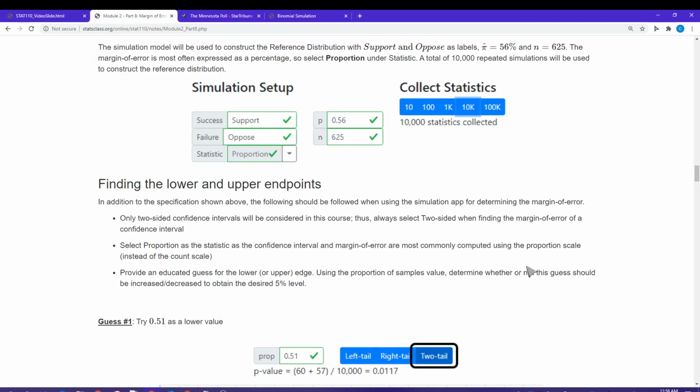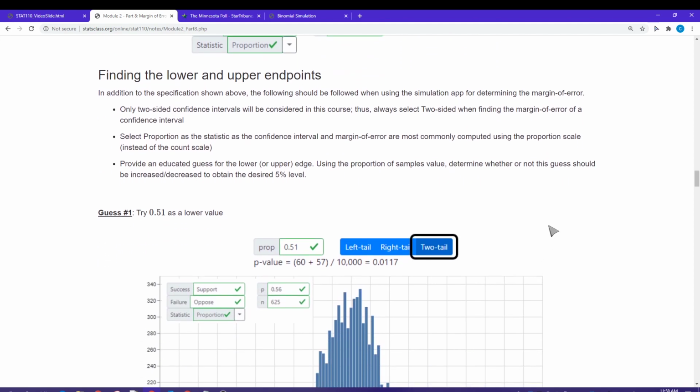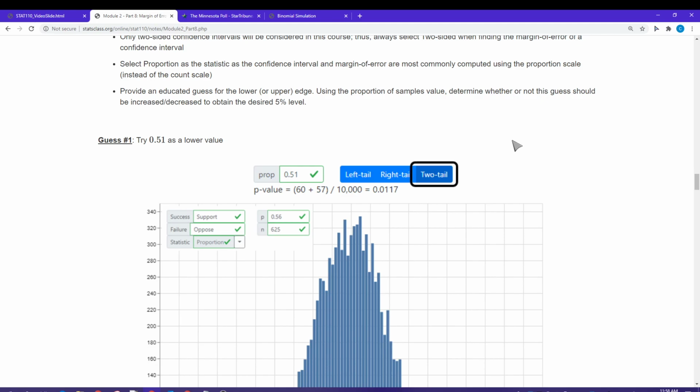A couple of other important aspects of margin of error and confidence intervals is that we're always going to be using two-tailed or two-sided. So we're going to have a plus margin of error and also a minus margin of error. There actually does exist one-sided margin of error calculations, but we're not going to do those in this course. What we do to compute the margin of error, or what we do to obtain the lower endpoint, is to simply just provide an educated guess here in the box.